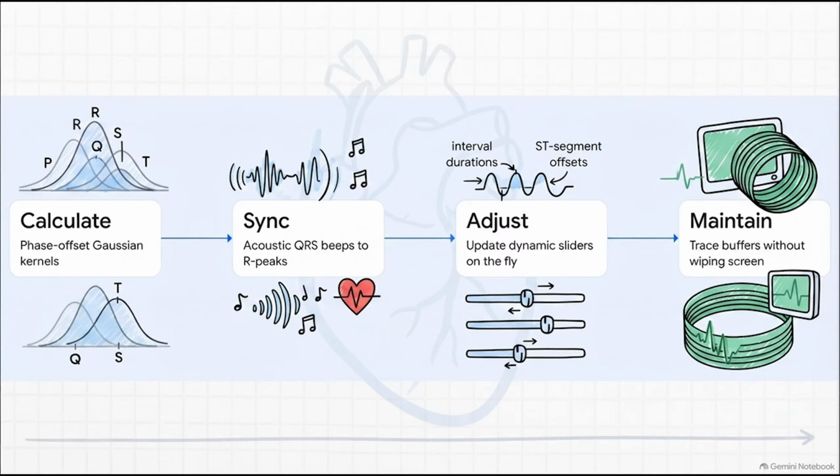First off, specific wave components like P, Q, R, S, and T are generated using phase-offset Gaussian kernels centered right around the R peak. The exact moment that R peak is detected, it triggers that iconic acoustic feedback. You know, those QRS beeps you always hear in hospital shows? Because all of this is calculated on the fly, users can actually adjust dynamic sliders for things like interval durations or ST segment offsets without breaking the simulation. Plus, the system uses circular trace buffers to maintain the signal state. That means the continuous green oscilloscope sweep updates seamlessly, flawlessly mimicking a real-world clinical monitor without ever wiping the screen blank.